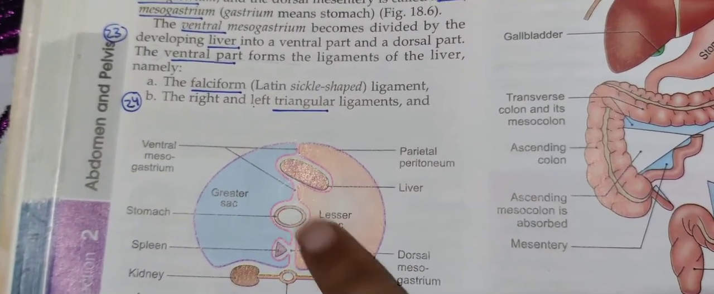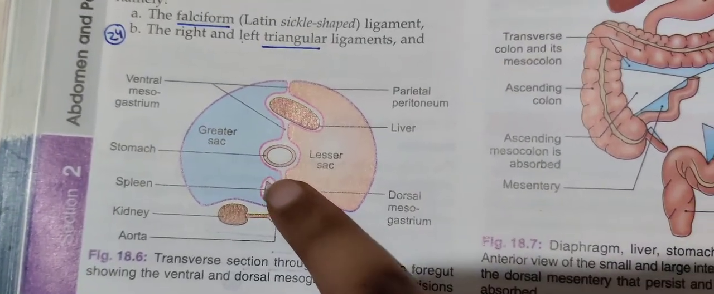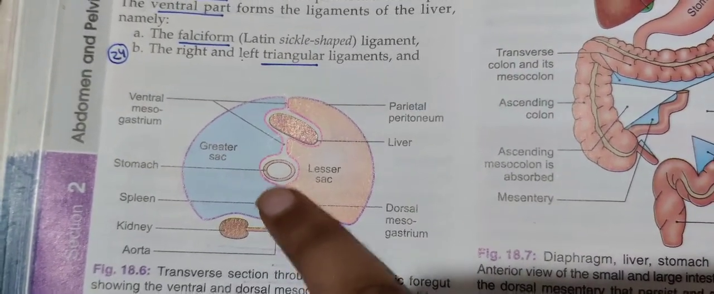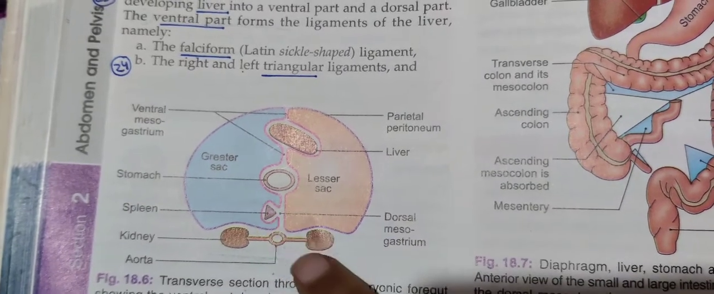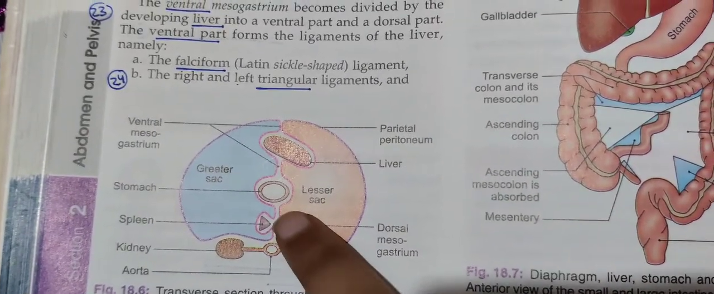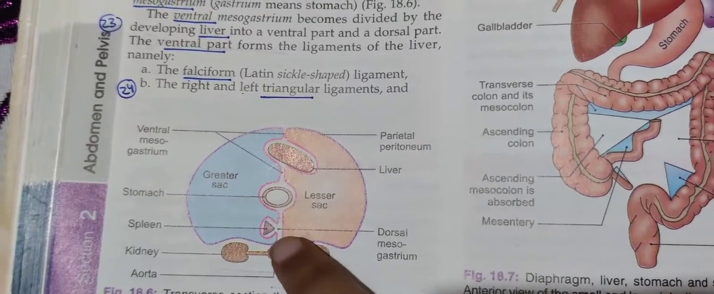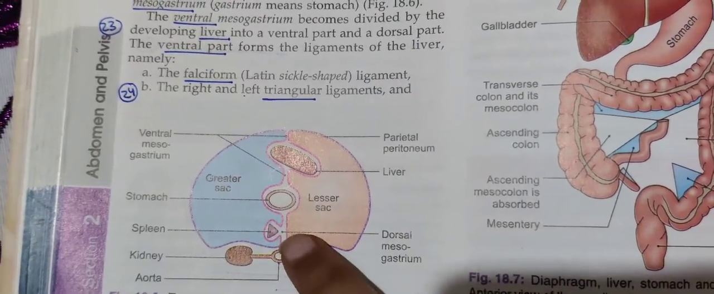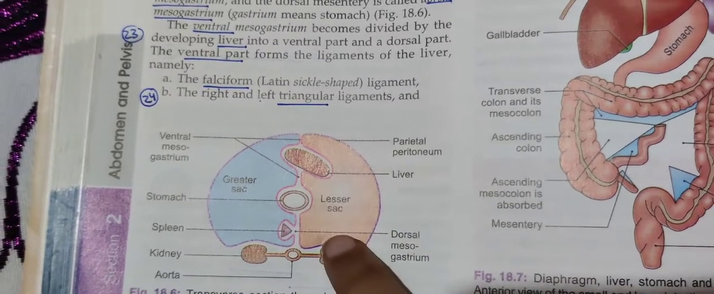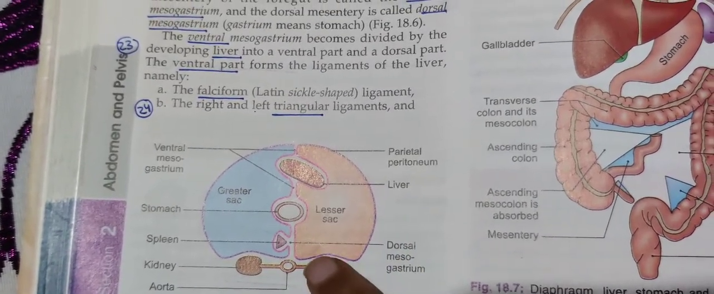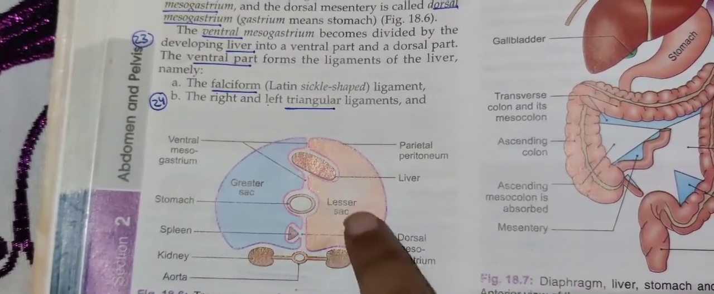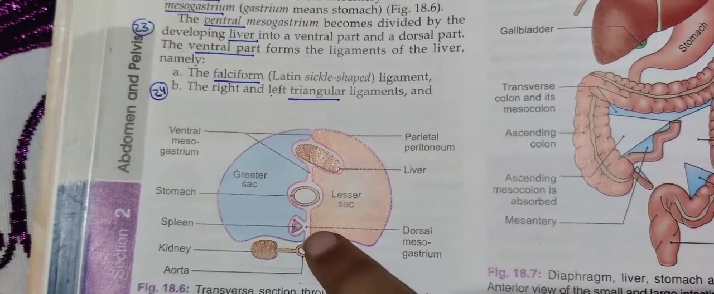Now the spleen is in the cranial side. In the cranial side there is a dorsal and a ventral division. This ventral part will form the gastrosplenic ligament and the dorsal part will form the lienorenal ligament. In the caudal side, or below where the spleen is present, this whole dorsal mesogastrium will form the greater omentum.